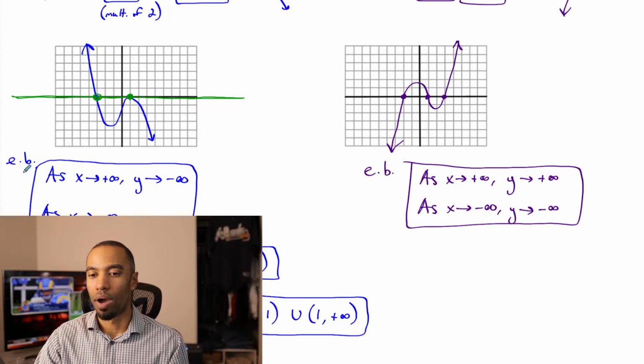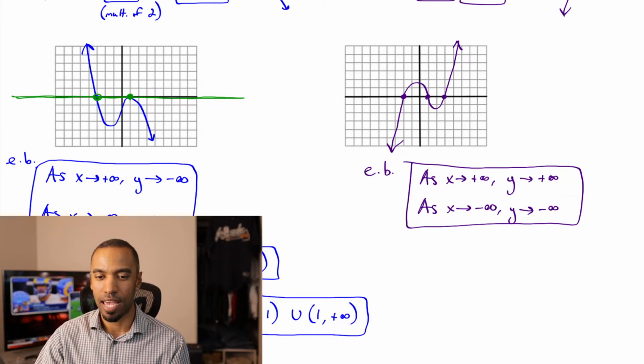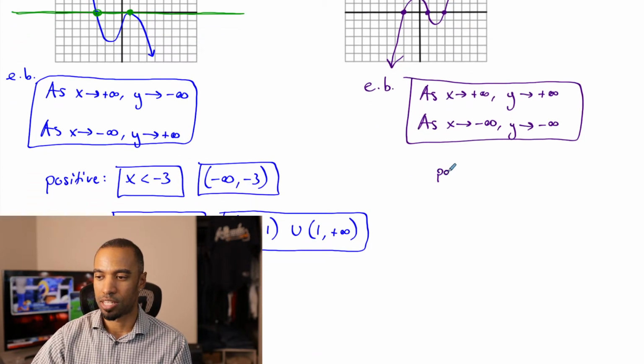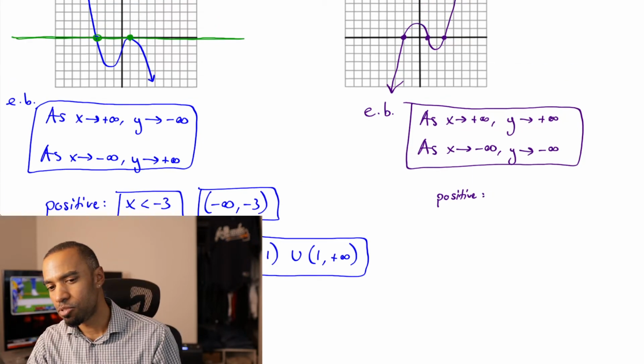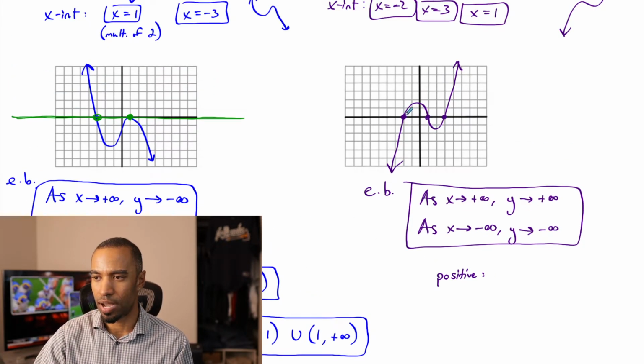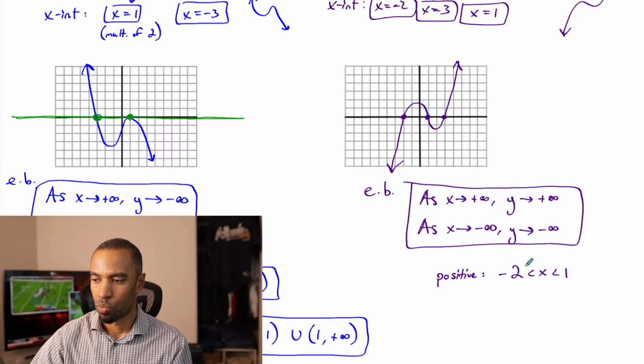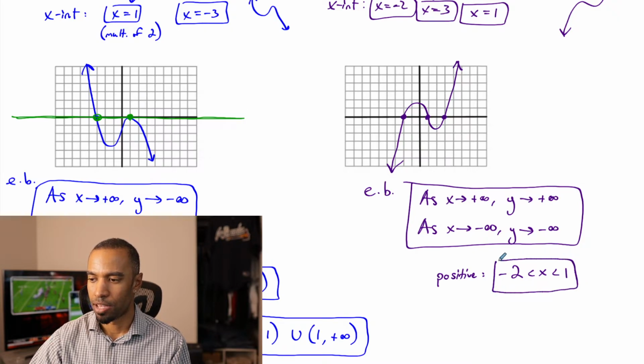All right, when is it positive, or when is it above the x-axis? When is it below the x-axis? So positive is above the x-axis. Let's see when it is above the x-axis. Seems to be positive between these two x-intercepts here of -2 and 1. So between -2 and 1, we are positive.